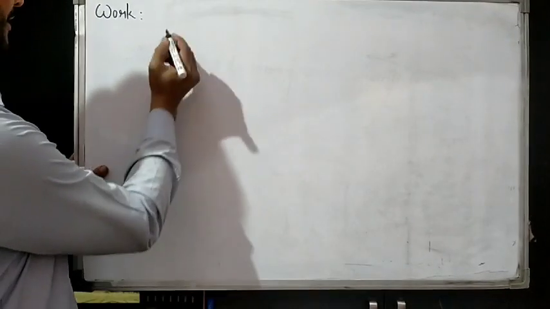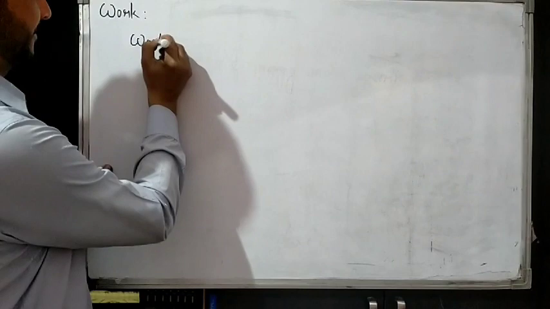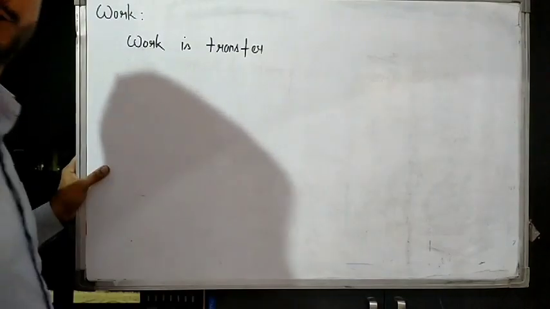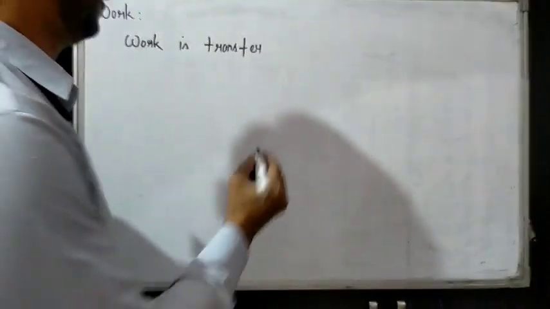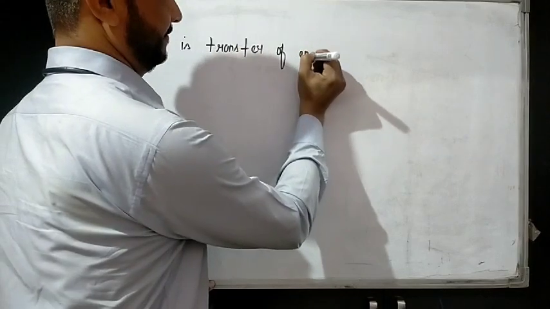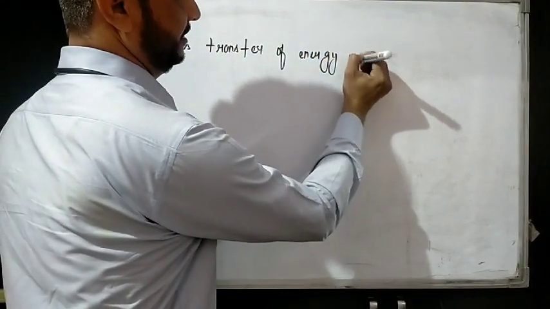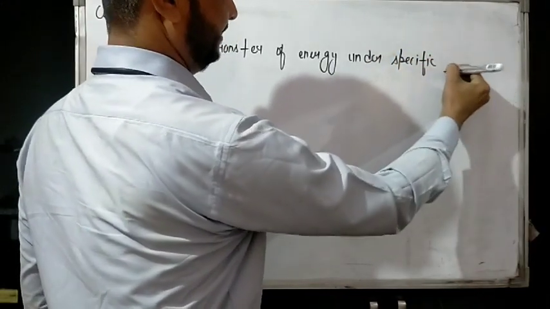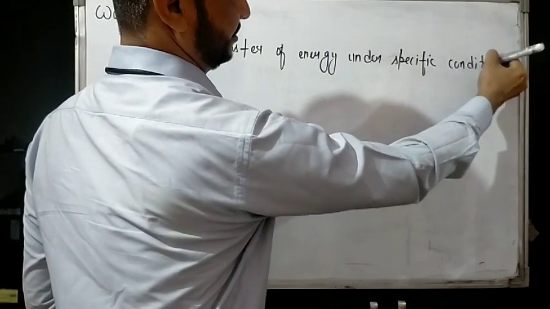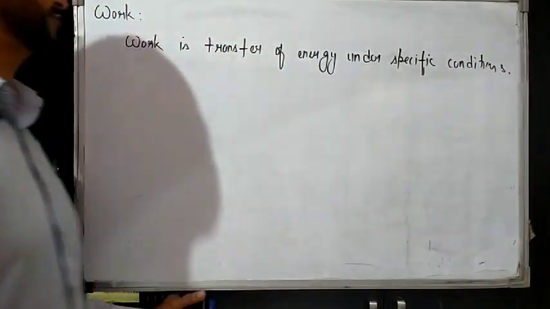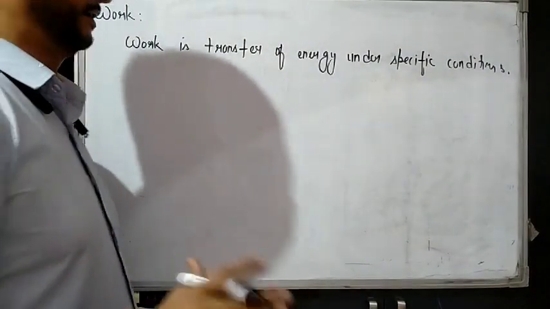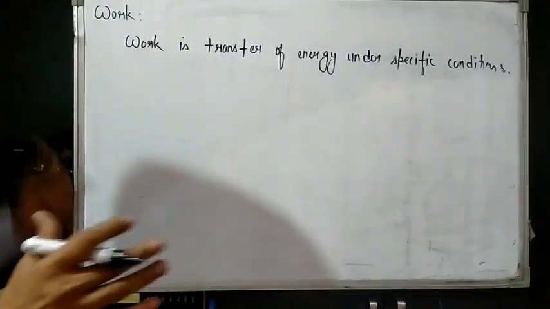This is the very simple and technical definition of work. What do you mean by work? Work is transfer of energy under a specific condition. Let me explain by an example. Specific conditions: in every condition, transfer of energy is not doing work. You have to keep in mind, in every condition, transfer of energy is not doing work.